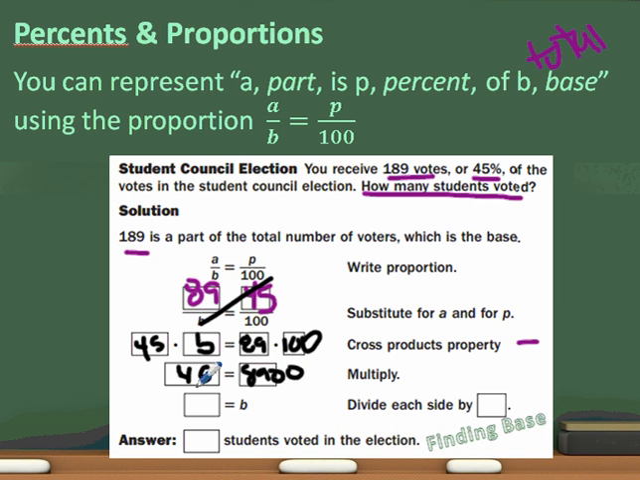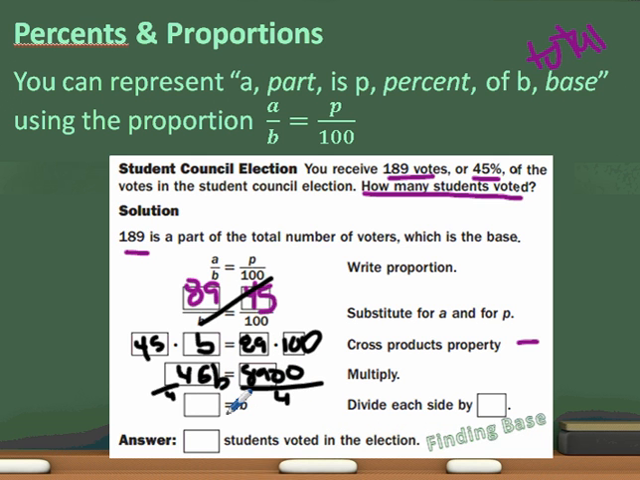So now I need to take this B and isolate it. So I'm going to divide by 45 on both sides. When I do that, what do I find the answer to be? Sorry, I noticed a little mistake. I said 4B, I meant 45B. I didn't bring the B down. Equals 18,900 divided by 45.